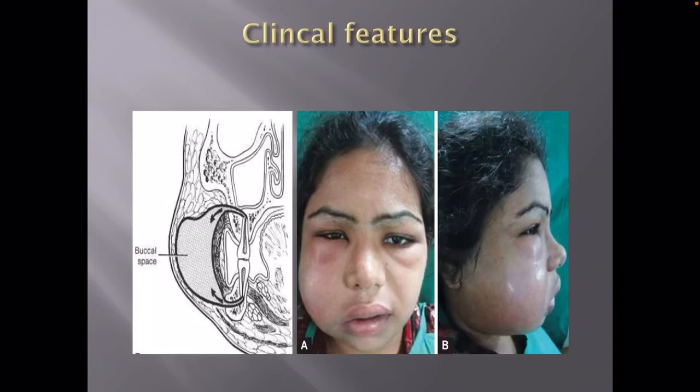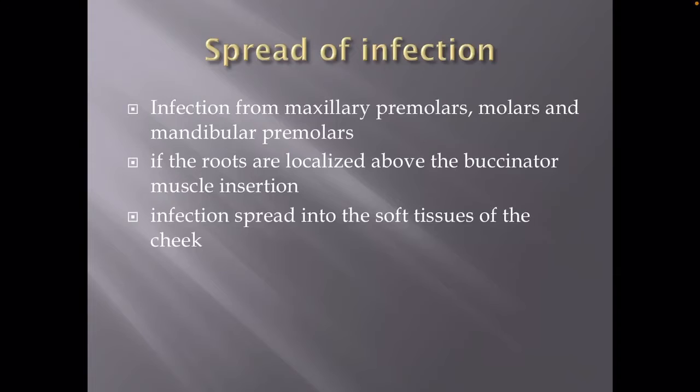Clinical feature: dome-shaped swelling on the anterior aspect of cheek, extended anterior-posteriorly from corner of the mouth to angle of mandible, and superior-inferiorly from level of zygomatic arch to inferior border of mandible. Spread of infection: infection from maxillary premolars, molars, and mandibular premolars. If the roots are localized above the buccinator muscle attachment, infection spreads into soft tissue of the cheek.